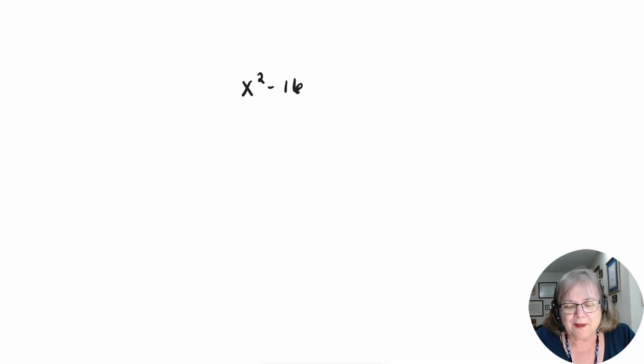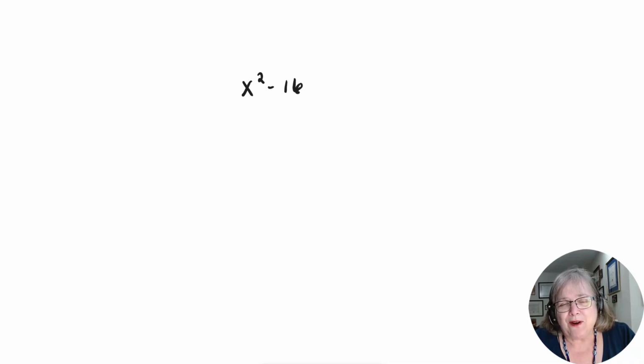So let's talk about the title. The sum means to add two squares and the difference means to subtract two squares. And looking at this x squared, which says it's a square, and 16, which we know is a square because it's 4 times 4, there's a pattern to these.